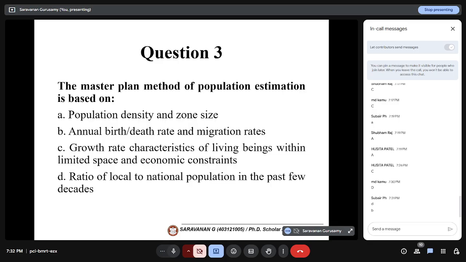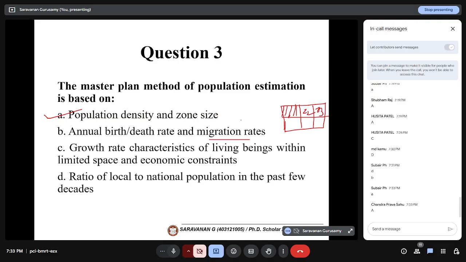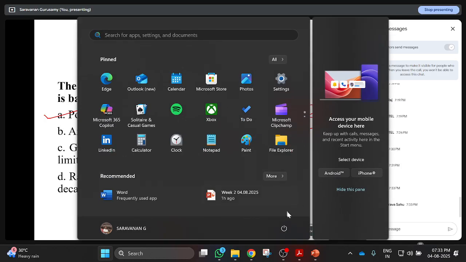Okay. So the third question, master plan method of population estimation is based on: population density and the zone size, annual birth or death rate and migration rate, growth rate characteristics of a living being within limited space and economic constraint, or ratio of local to national population in the past few decades. If you know the different zones and if you know the population density of a residential zone, zone 1, zone 2, zone 3, you can find this. This is called a master plan, right? So population density and zone size are required for master plan method. Annual birth and death rate and migration rates are required for which method? We are going to go to the PPT.